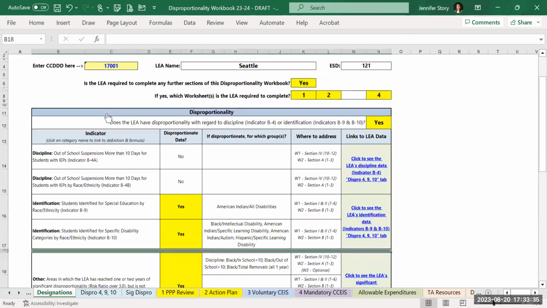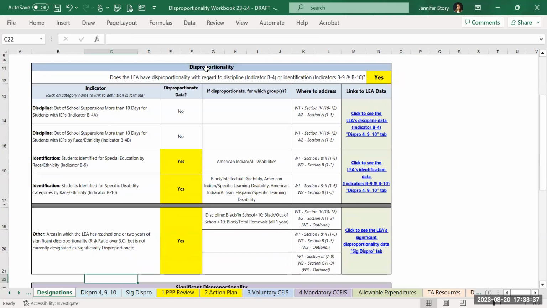So when you go down, the layout of this Designations tab is it'll start by showing you the different areas of disproportionality. So does this LEA have disproportionality? And this section is talking mostly about discipline and identification. So this district does have disproportionality with either discipline or identification. And then it will give the LEA a summary of what their disproportionality is.